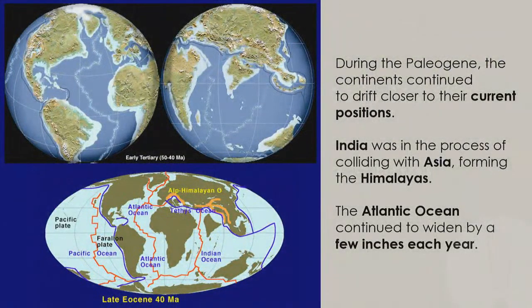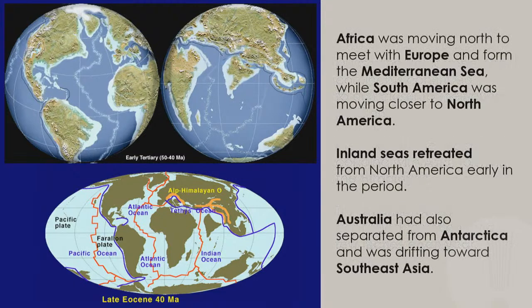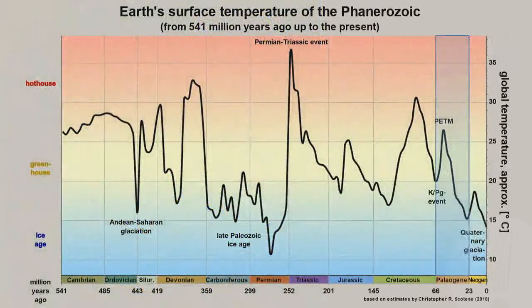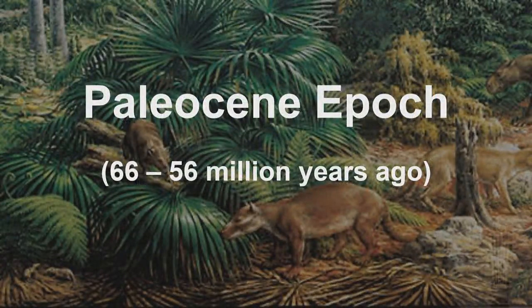Now, during the Paleogene, the continents continued to drift closer to their current positions. Global climate during the Paleogene departed from the hot and humid conditions of the Mesozoic era. Late Mesozoic era began a cooling and drying trend. And then we get to the Paleocene epoch, 66 to 56 million years ago.